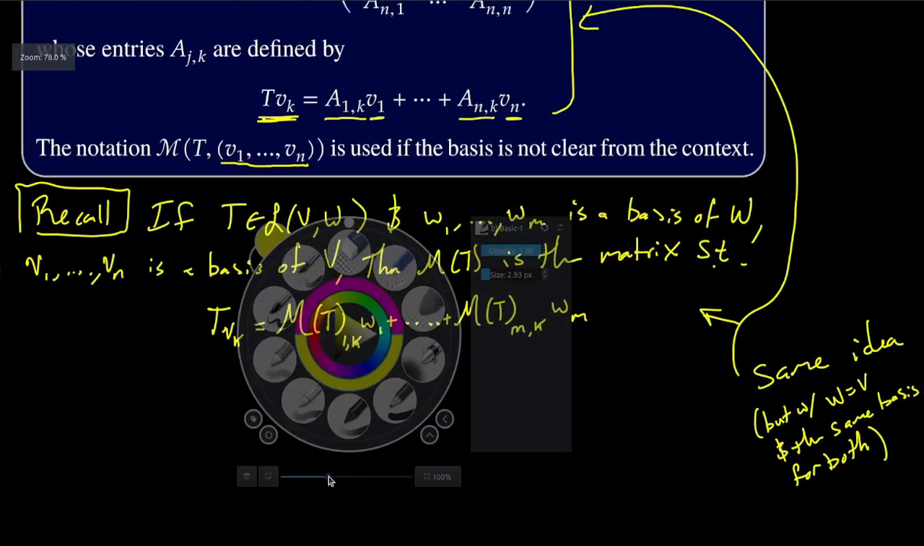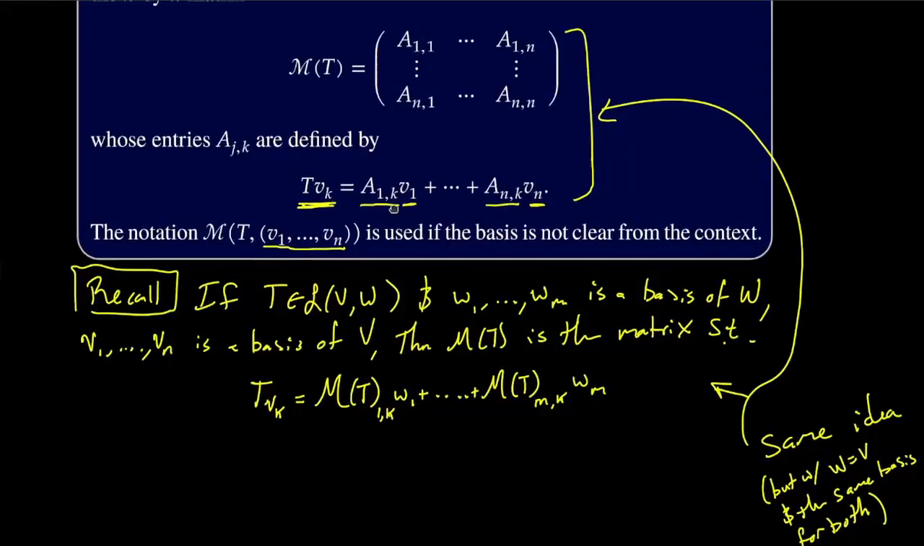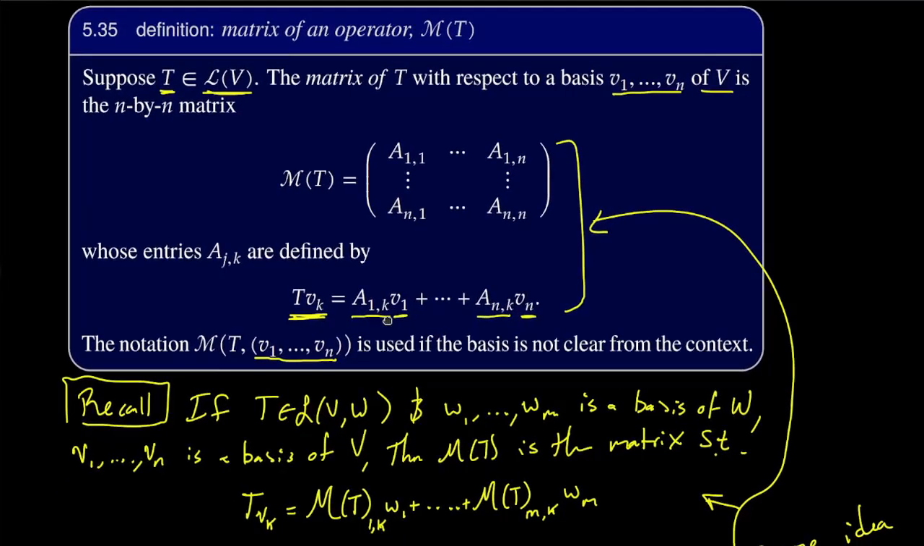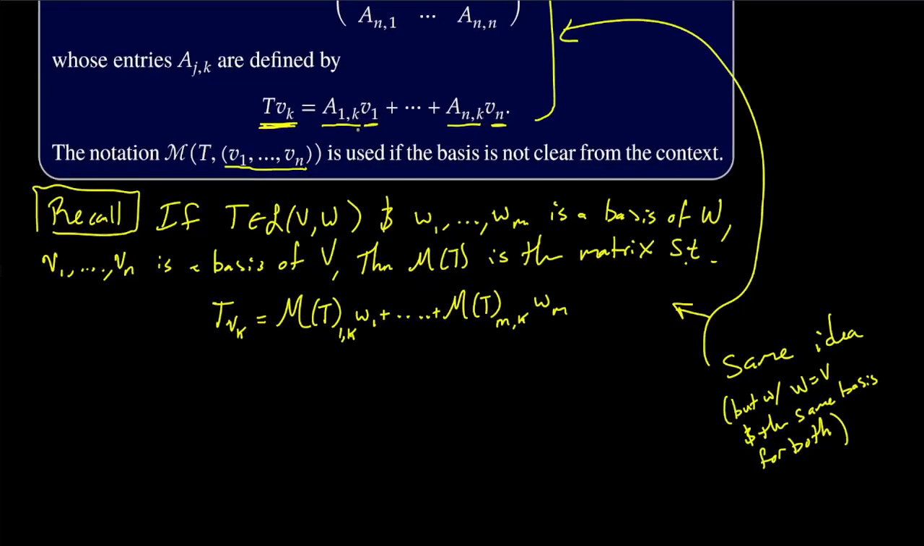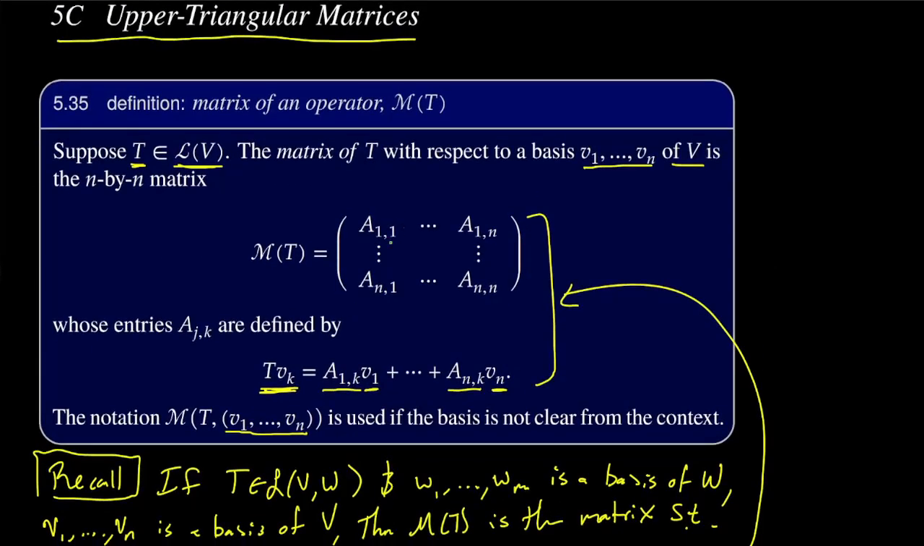Let me zoom out a little bit so I can kind of keep everything in frame. So we have a matrix of a linear map. We've had that idea before. That's this right here, this definition. Now, in the particular case that our linear map is an operator, then we can do a matrix with respect to the same basis on the domain and the codomain, and that gives us the definition we have right here. So this is just like a simpler case. Don't think of it as something new.